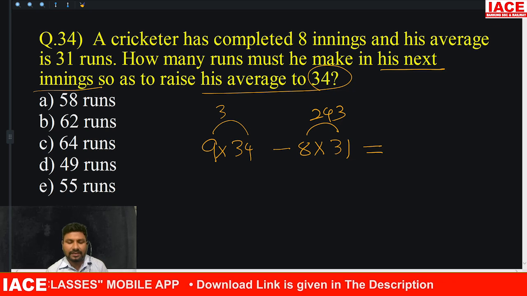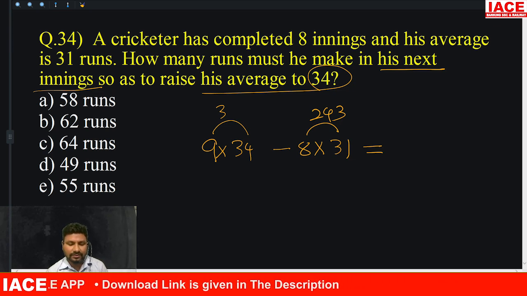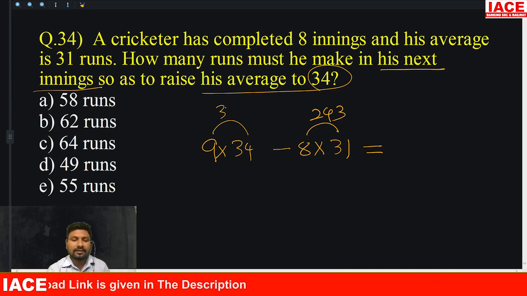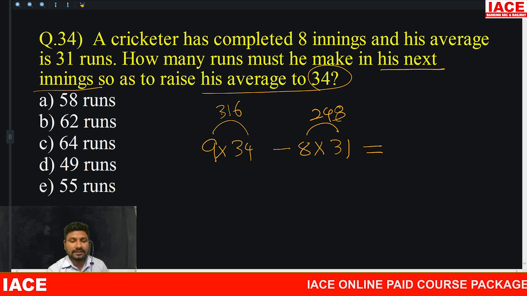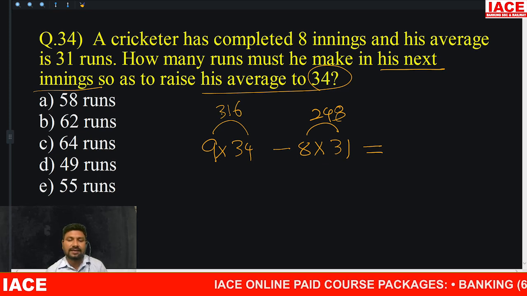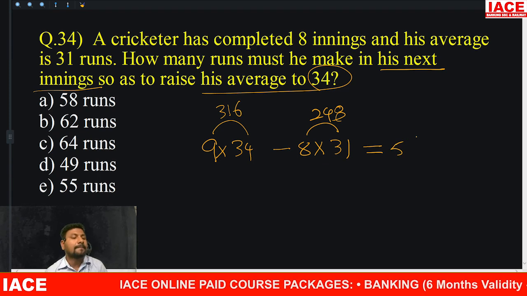9 3s are 270 and 9 4s are 36. Then 8 into 31 is 248, sorry. The value is 316, yes exactly, 316 minus 248. The result is 68. Then option A.